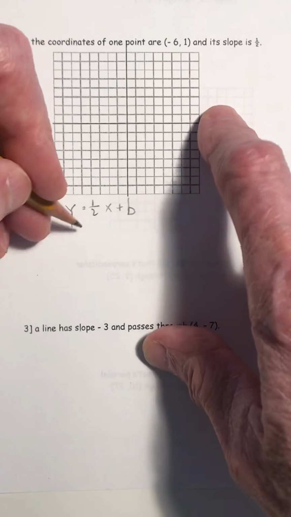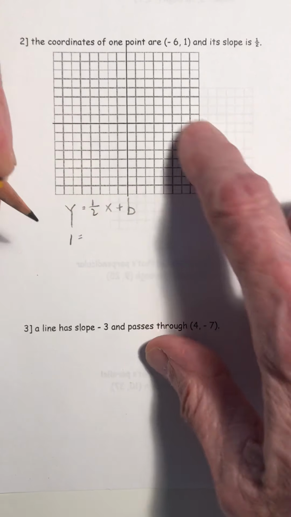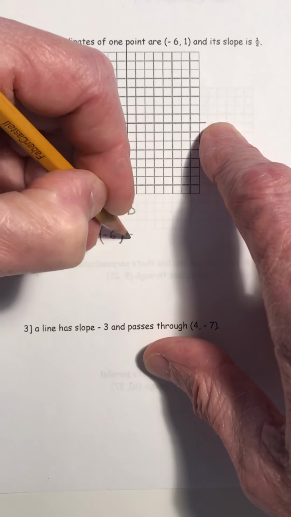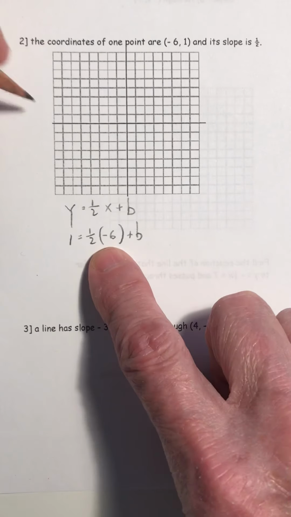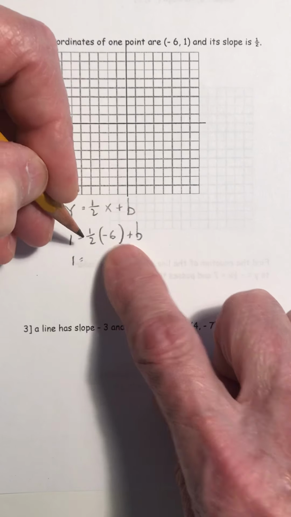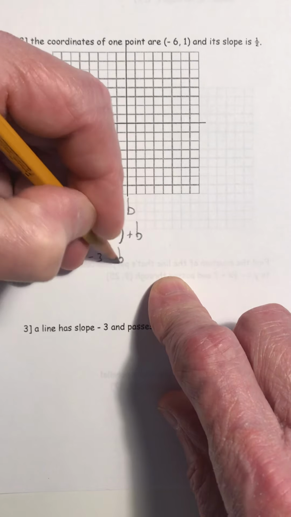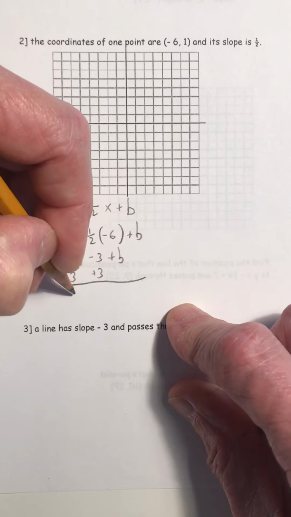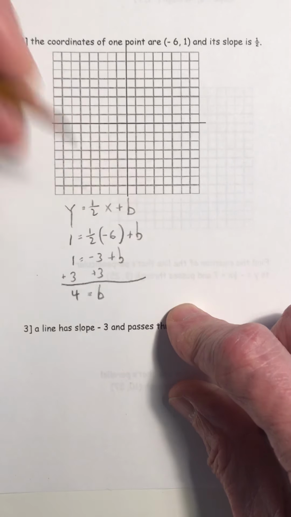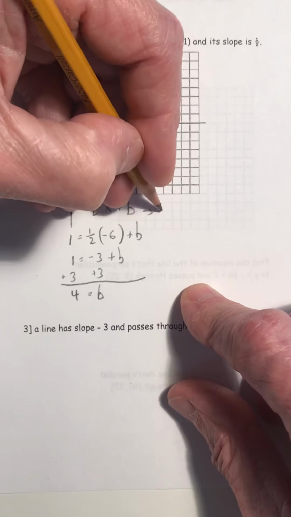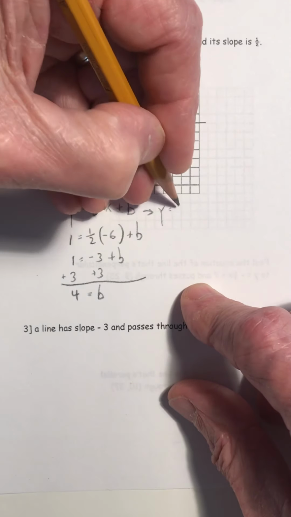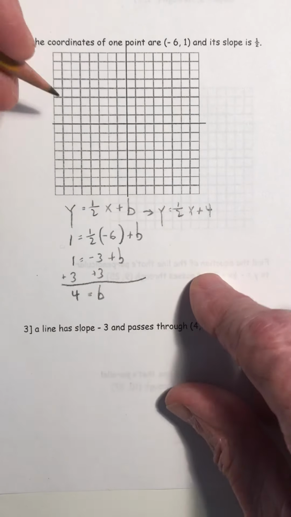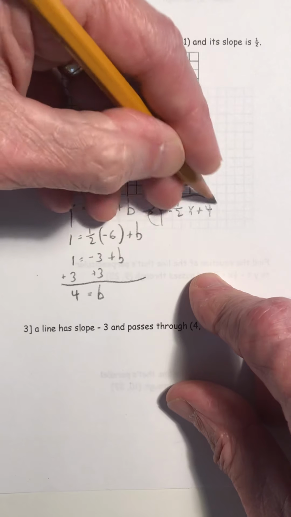Remember, 1 is the y replacement, and the -6 replaces the x, and then a half of -6, or half times -6 is -3. And if I add 3 to both sides, I get 4 for the value of b. So the complete equation would be y equals 1/2 x plus 4. It was a positive 4. Y equals 1/2 x plus 4.